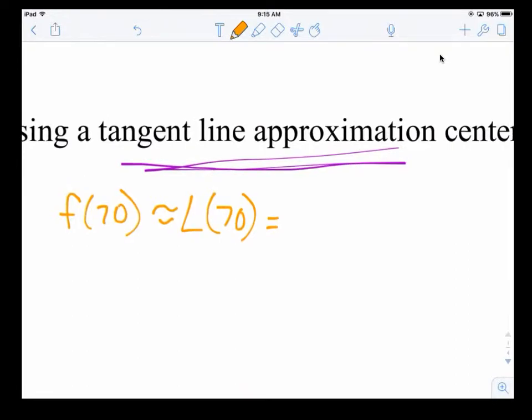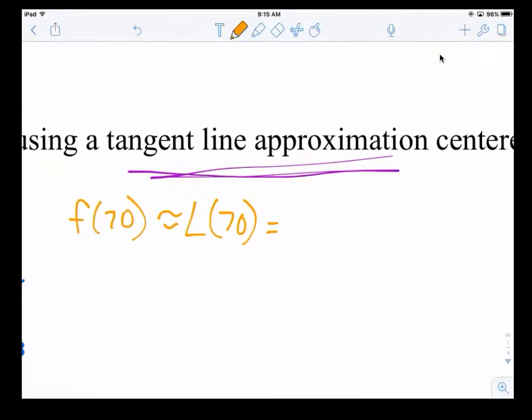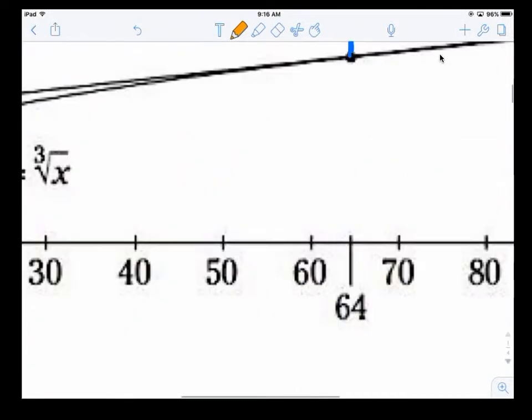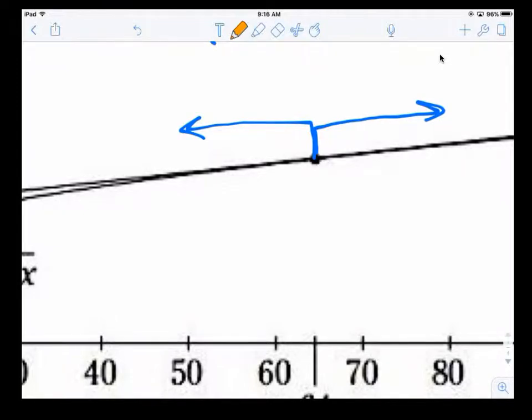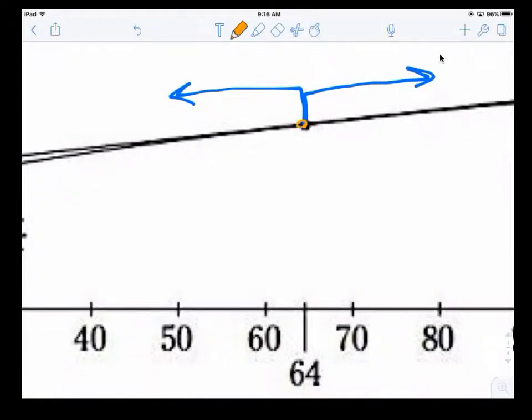So this is saying that you're using the tangent line approximation, which we found to be L of x. We're going to use that to help us approximate what this value is. It'll be very, very close. The only place where we would get the exact value would be at 64, right? Because the tangent line and the curve share the same value at that point. So anything to the left and the right is going to be a little bit off, but not by much.